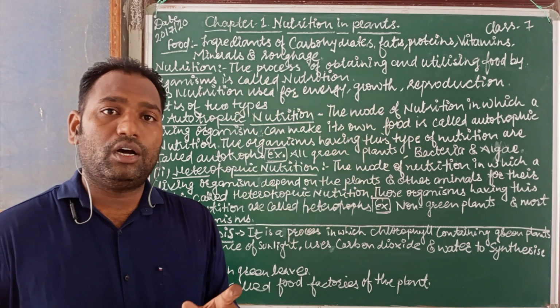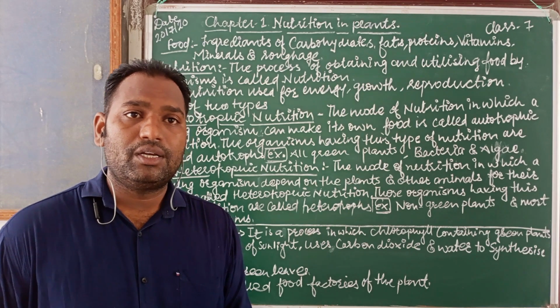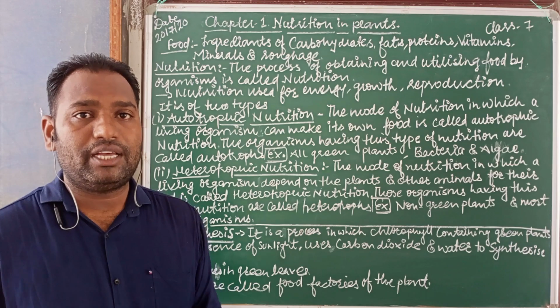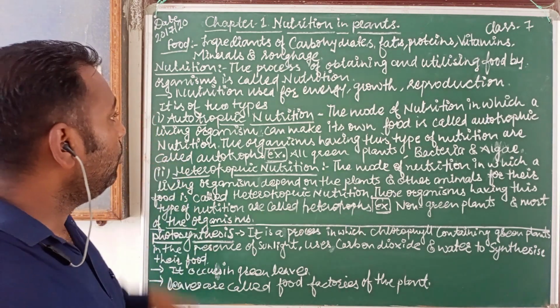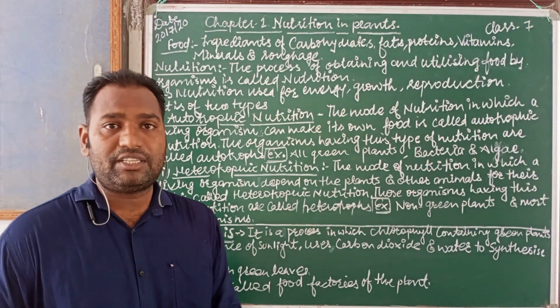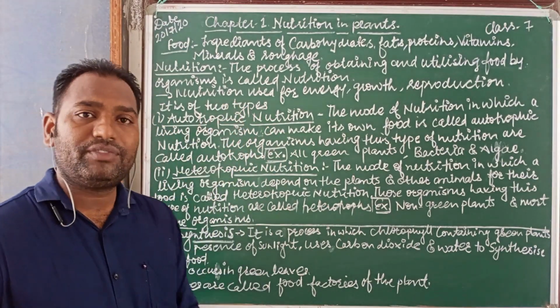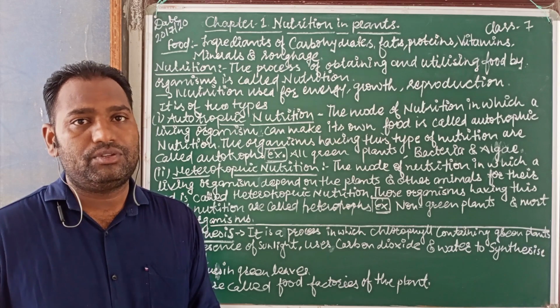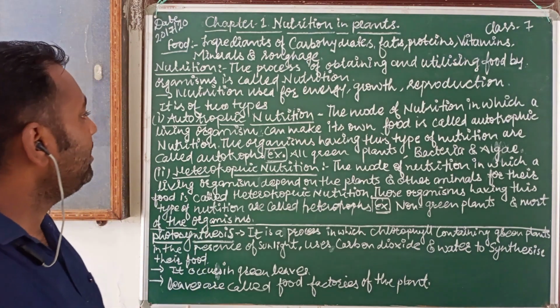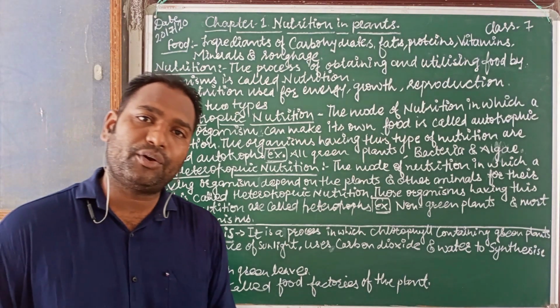And who is the ultimate source of energy? The sun. So what is the answer? That is the sun. Now, classified on the basis of nutrition, nutrition is of two types. The names are autotrophic nutrition and heterotrophic nutrition.